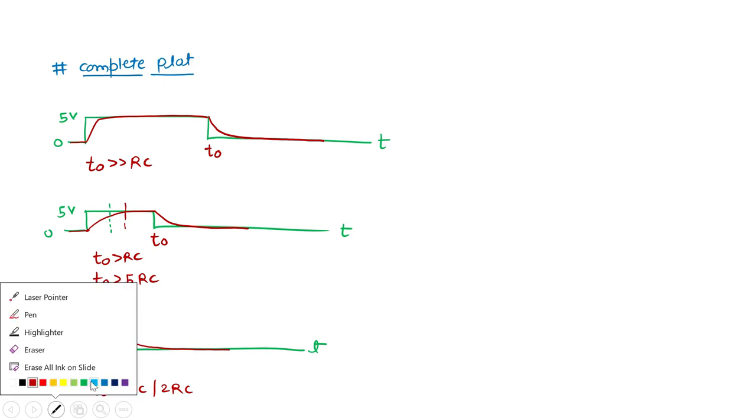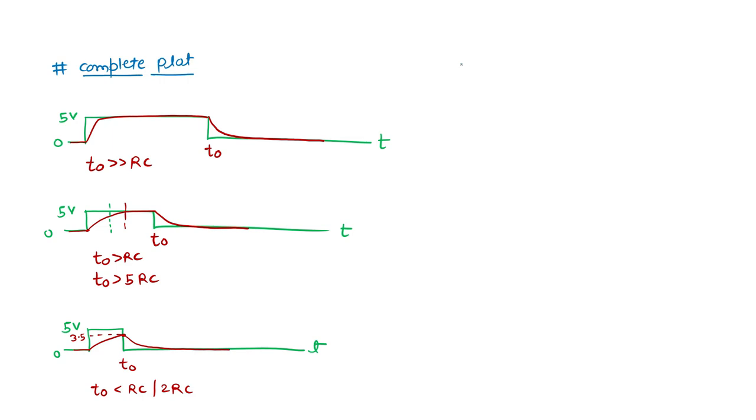Now I again draw the plot and we'll see this thing. So if I draw the circuit again, R, C, V out, and this is the instant of time I'm applying here, 0, 5 volt, and this is the T naught we are talking about. So what we have seen, after T naught, if I'm considering that T naught is of the order of RC or is less than the RC, T naught is less than RC, or the case when T naught is much less than the RC.